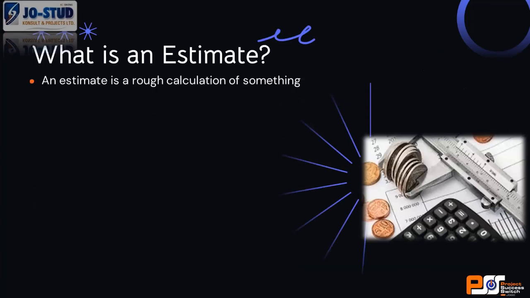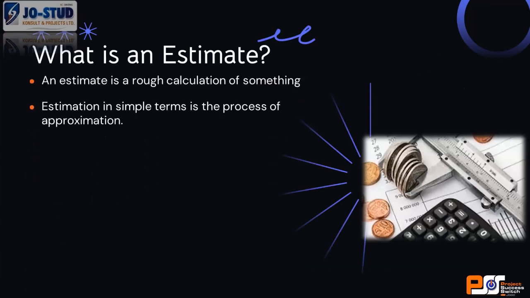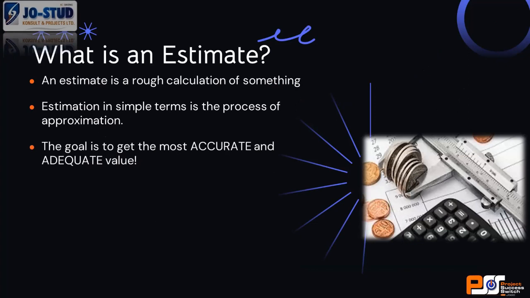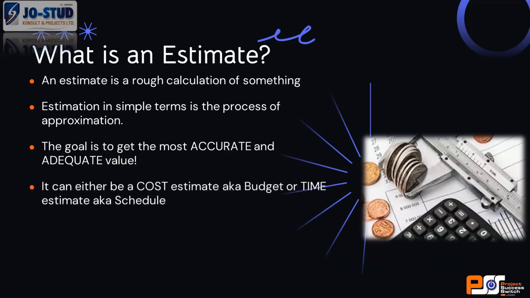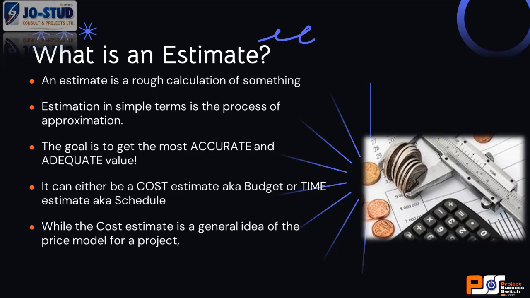So what's an estimate? An estimate is a rough calculation of something. I've said that before. Estimation is, in simple terms, the process of approximation, right? The goal of estimation is to get the most accurate and adequate value, whether in terms of cost or in terms of schedule. That's your duration. It can be either cost, budget, or it can be time schedule. Don't worry, I'm a bit fast because I want to get to the core of the matter where I'm going to pitch my tent and explain. So I'll share the slide so you can get all of this from the slide like I did yesterday.